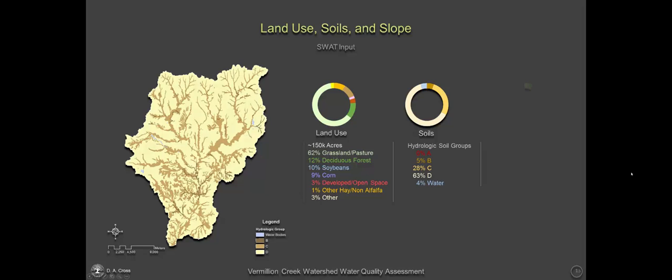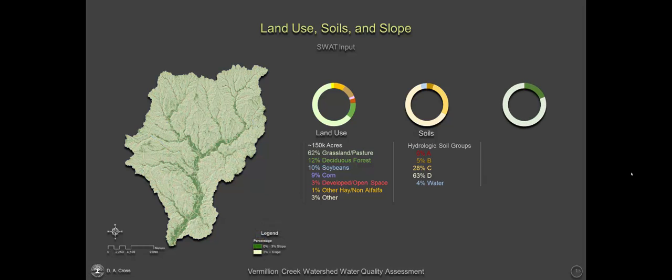The third data set we took a look at was slopes. We broke our slopes up into two categories. The first one ranging from 0 to 3%, and the second one was 3% or greater. And we did this because areas with a slope of 3% or greater may qualify for some state or federal funding if they implement best management practices. About 83.5% of the Vermilion Creek watershed area consists of 3% or greater slopes.